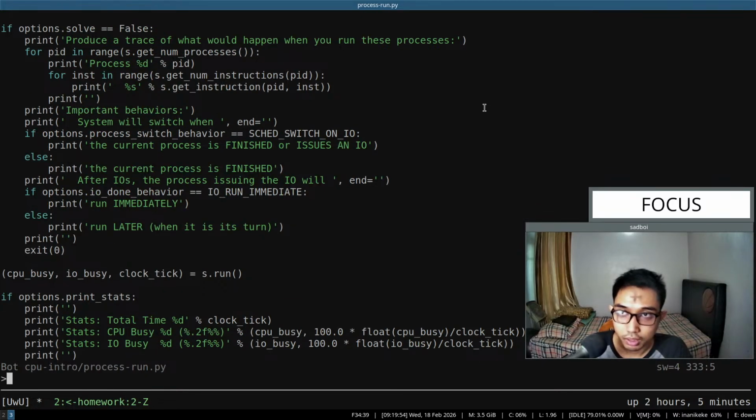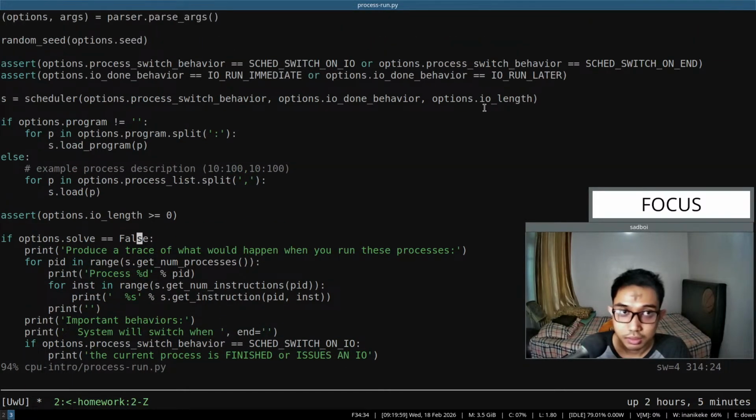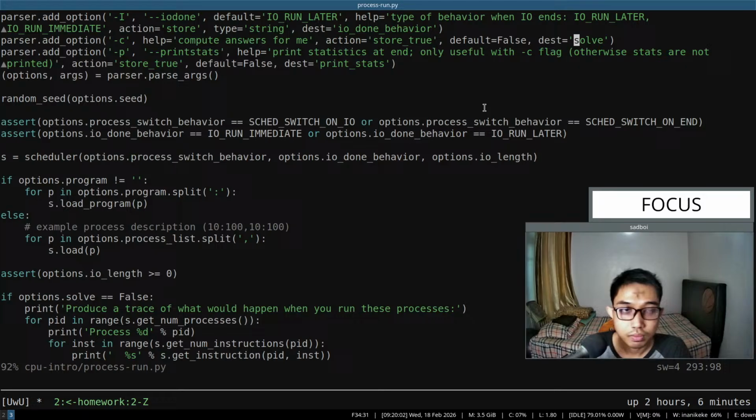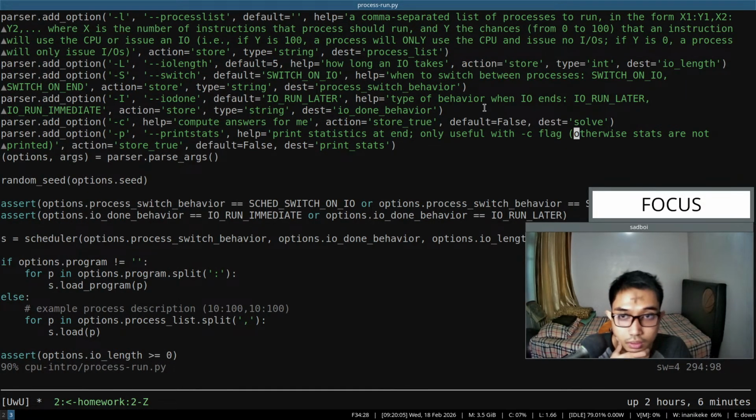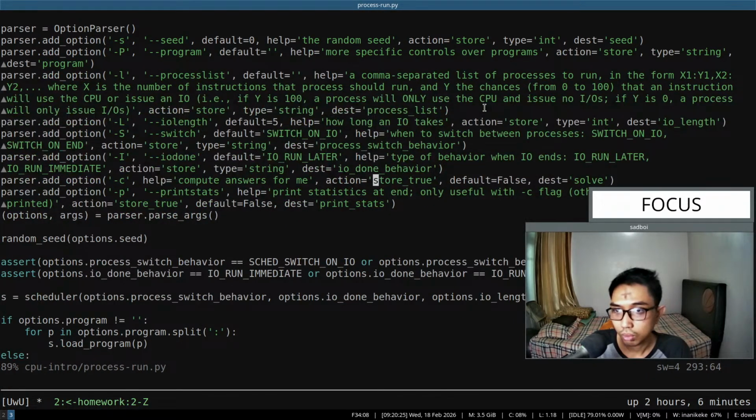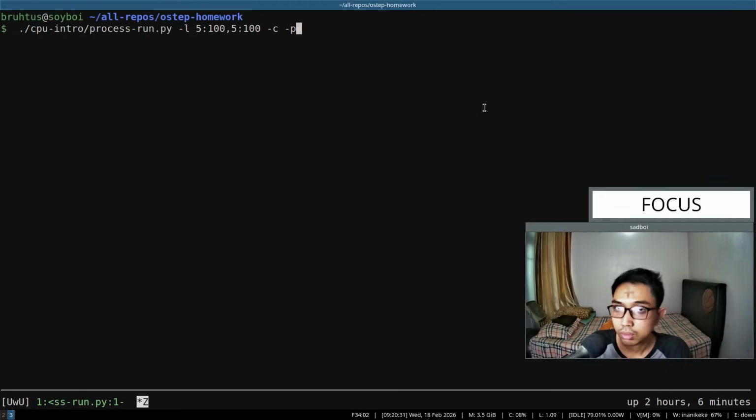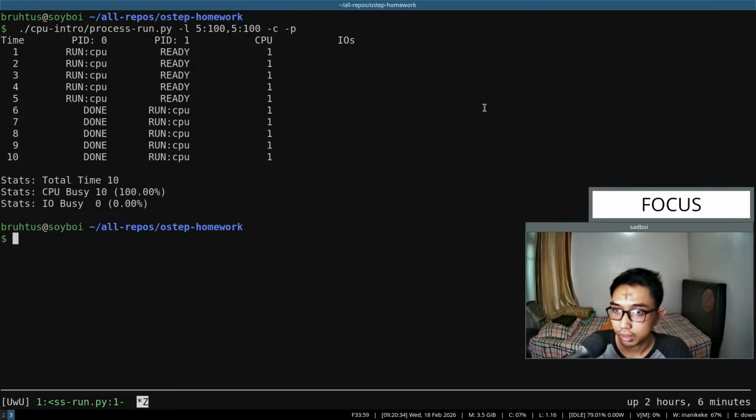If we didn't provide the, what is it called? The TC flag. Okay. Otherwise, store underscore true. Okay. Action store underscore true. Oh, I am not sure what store underscore true means.